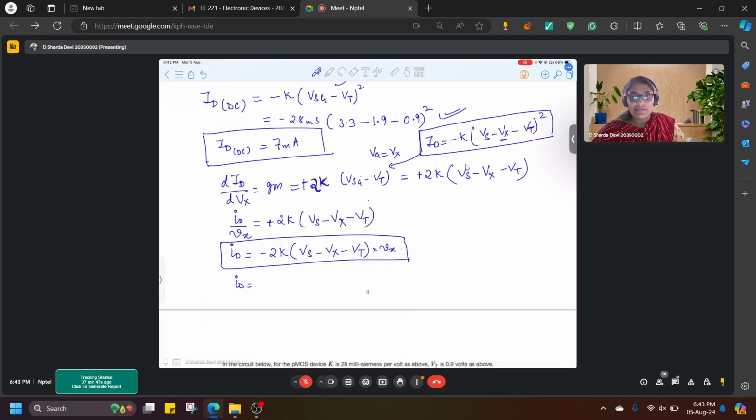Clear? I hope this is clear. Any doubt? If you have doubts, you can ask. But yeah, the answer is 112 microampere.